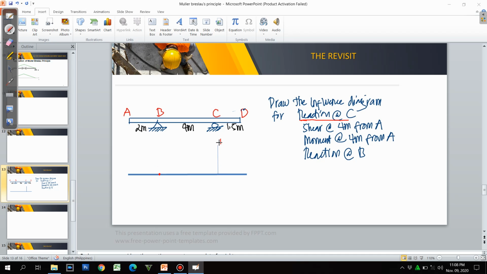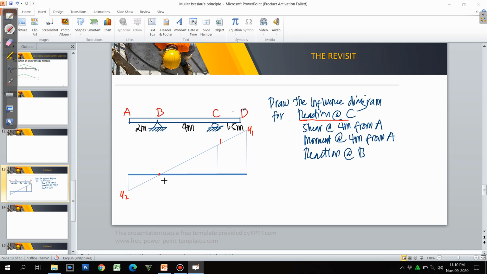So if we push this beam upwards, then it will swing on your hinge. Hence, this will be your result. So we know this one, that is 1. We do not know yet this ordinate as well as this ordinate.